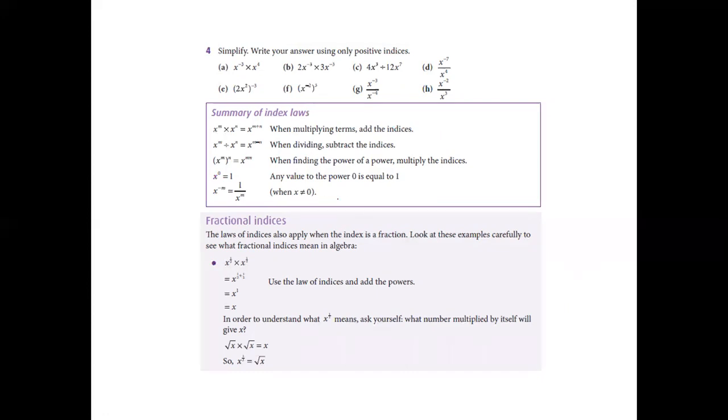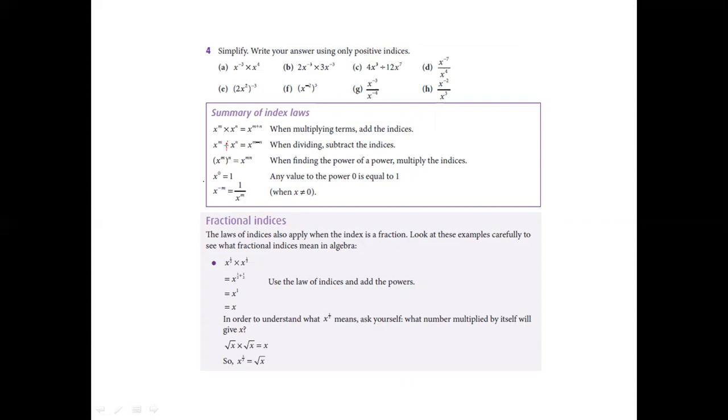And a summary of index laws. Shortly, what we learned in this unit. When multiplying terms, you add the powers if the bases are the same. So x to the power of m times x to the power of n is equal to x to the power of m plus n. And when dividing, subtract the indices. So in the middle of this x is the division, you will subtract the powers.